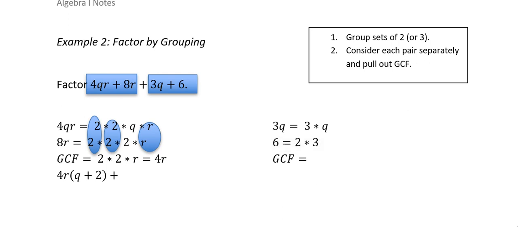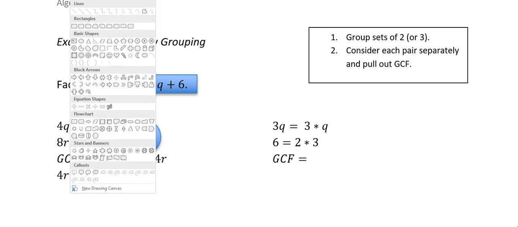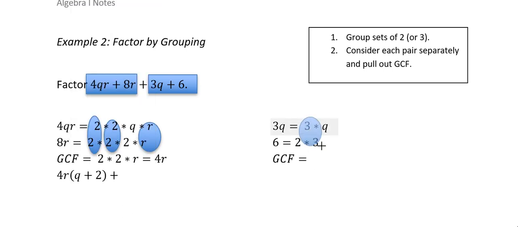What do they have in common? We will insert our circle, maybe, to cover up those 3's. And our GCF is only going to be that number 3. So if we come over here and continue our polynomial, our GCF of the second set is just 3. And what is left, 3q is q, and left in the 6 is a 2. So this is what we want. We're going to consider each pair separately, pull out the GCF.